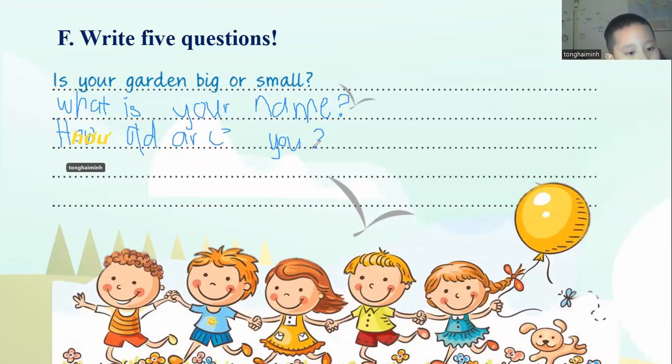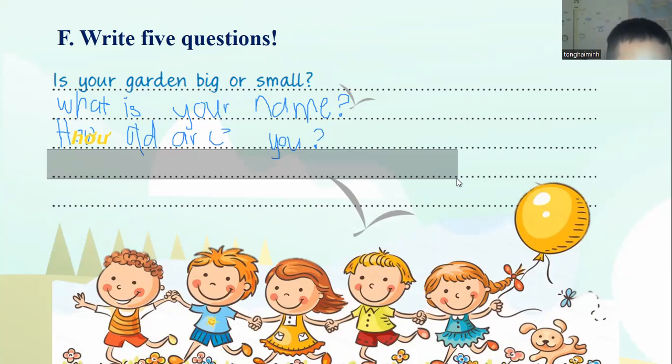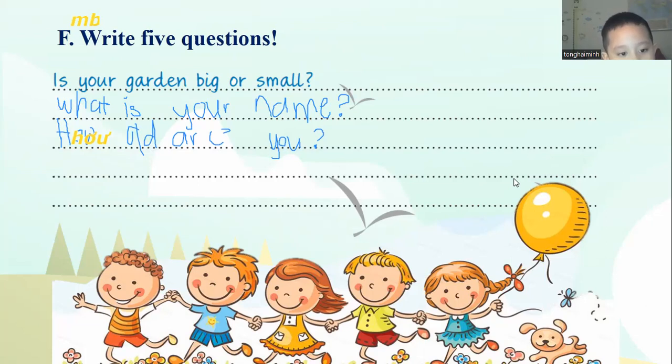Okay, for the next question, where do you live? Can you please write it down? Where do you live? Can you please write it down, Min? Where do you live? Can you please write it here? Okay, so where do you live? I don't know. You write it here. Do you know how to write where, Min? Yes. Okay, can you please write, where do you live?